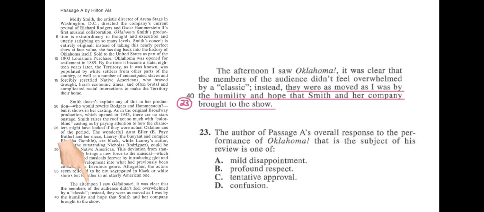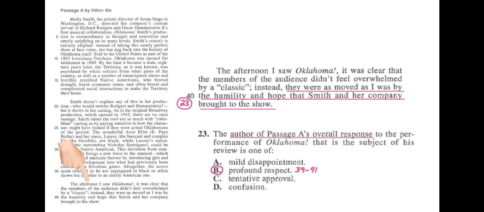The author of passage A's overall response to the performance of Oklahoma, that is the subject of his review, is, so we're going to find that down here at the end, and he says, they were as moved as I was by the humility and hope. So he has a profound respect. He really appreciates the performance.